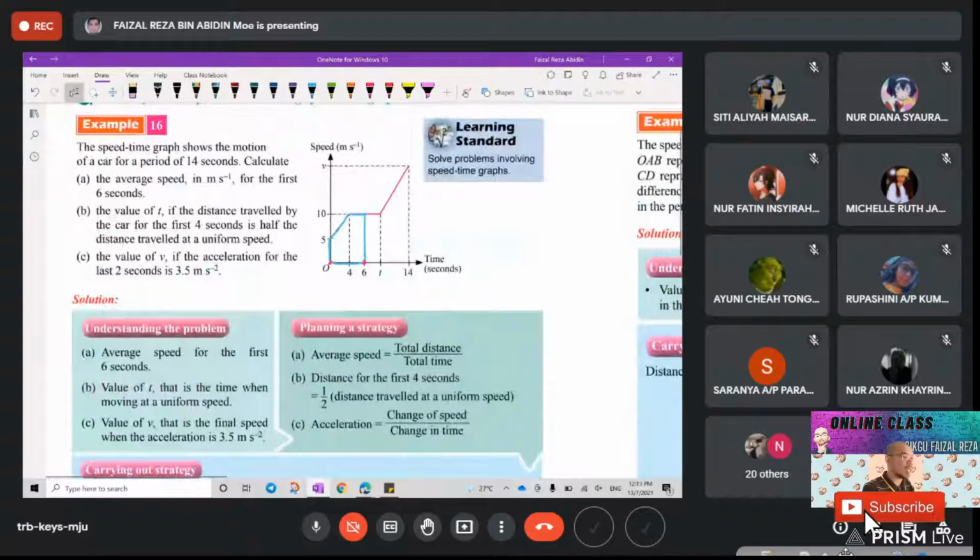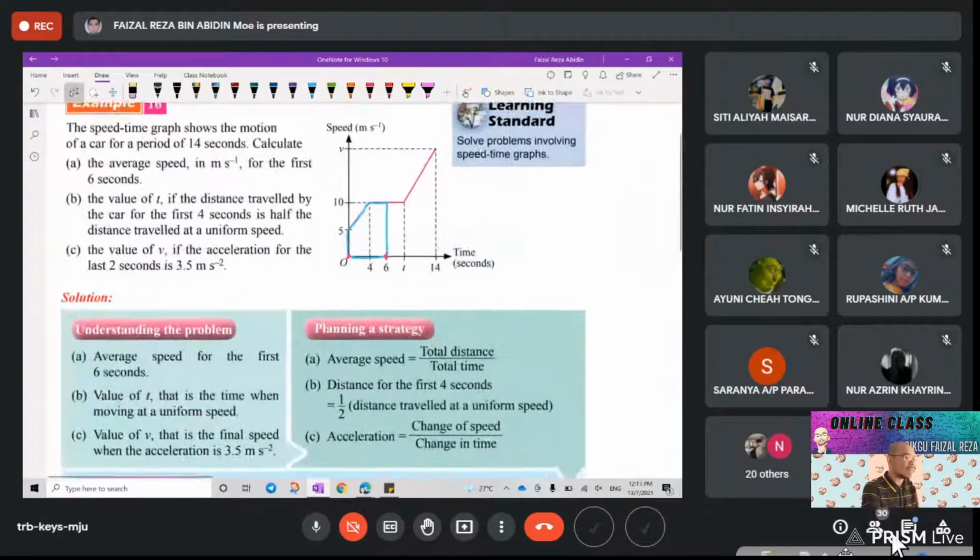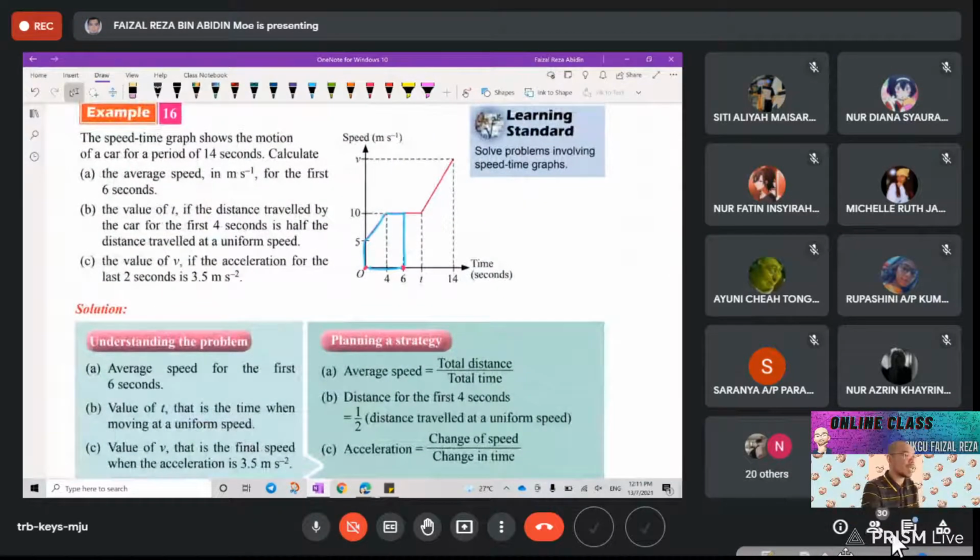For our B here, the value of T. The value of T, if the distance traveled by the car for the first 4 seconds is half the distance traveled at a uniform.